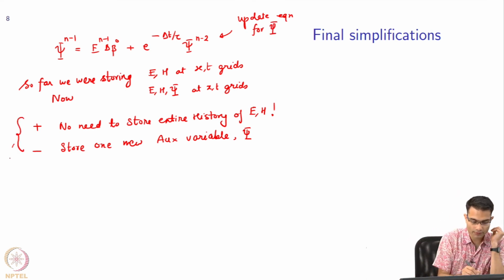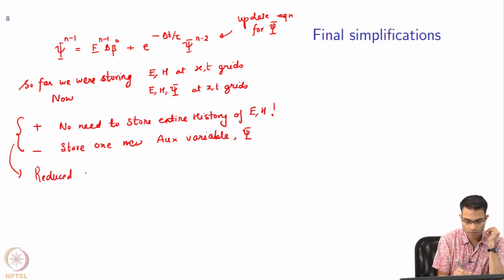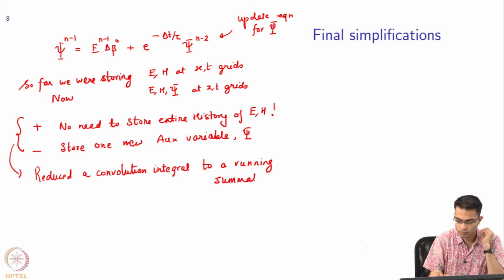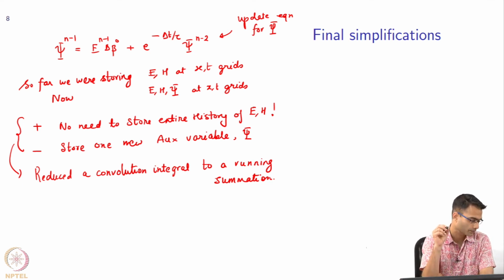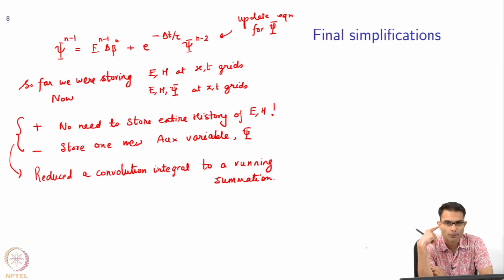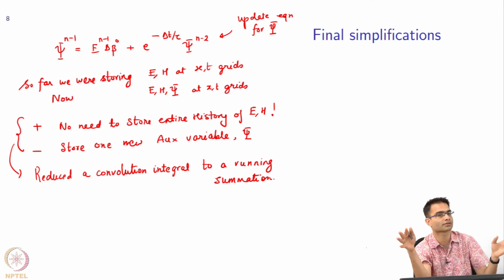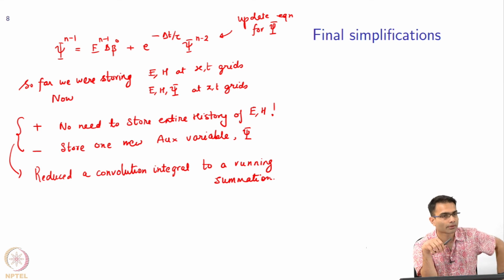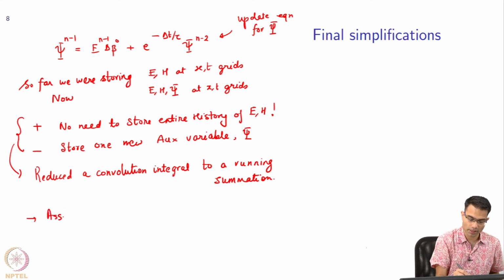Okay. So what we have done as a result of this is we have reduced a convolution integral to a running sum. Did we do any approximations to arrive at this? No. So this is as accurate as if you wanted to store all the electric field histories. There is no approximation made in going from electric field history from convolution to this running summation. The only price we had to pay is to store one new variable, and of course the assumption was a Debye model.